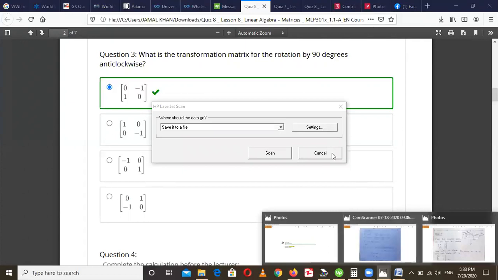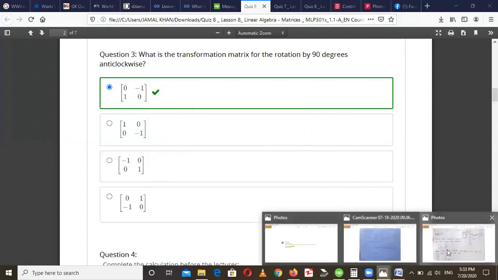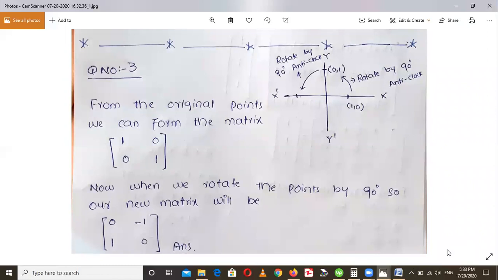That's why I'm telling you. Okay, so from this we can guess that the original form is 1 and 0.